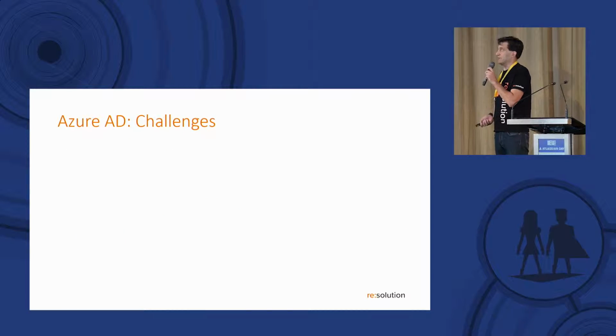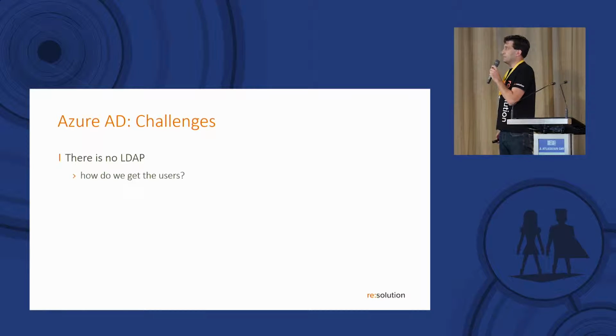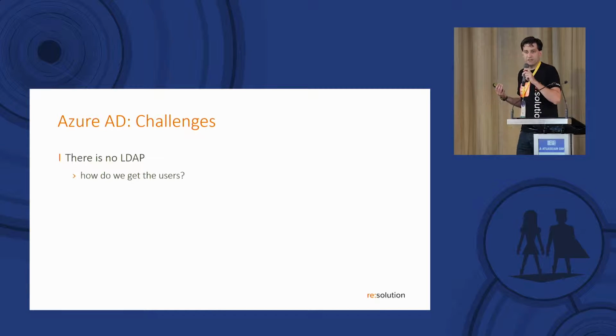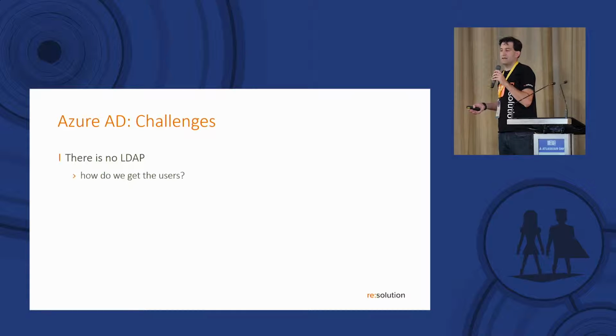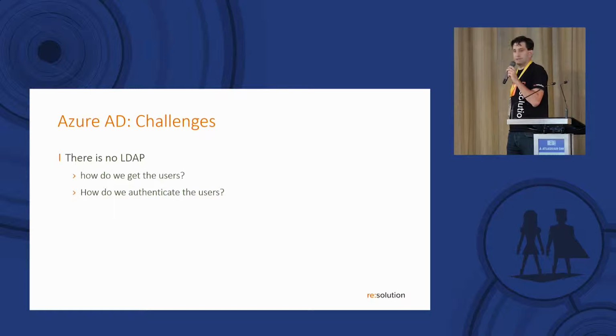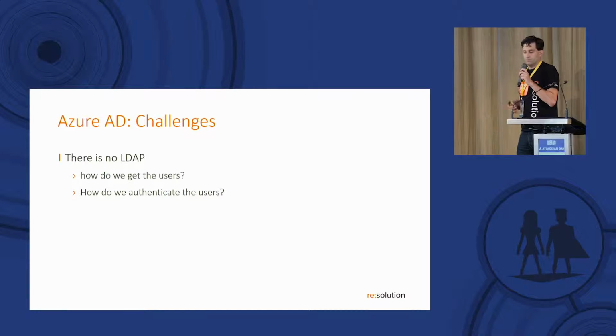This can be challenging because there is no LDAP anymore. And this gives us two big questions. The first is, how do we get the users? Because we cannot sync them using LDAP, because even if we had LDAP connectivity, Azure AD just doesn't provide it. So we need another way. And we need a way to authenticate the users, because they cannot just use the Azure password that way, because there's no LDAP binding or similar thing in this.